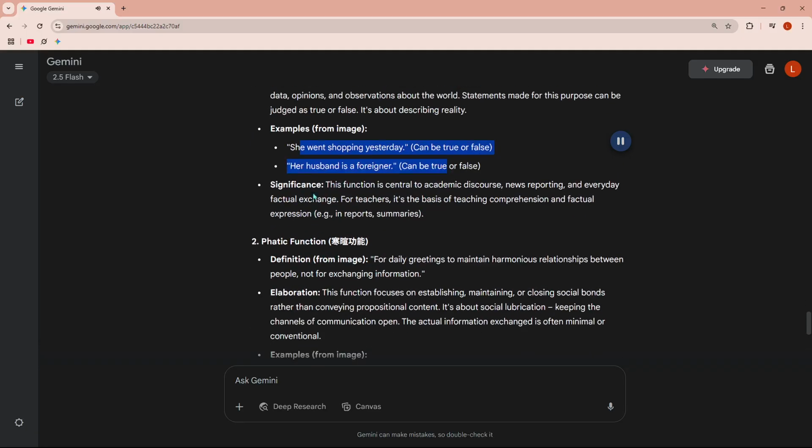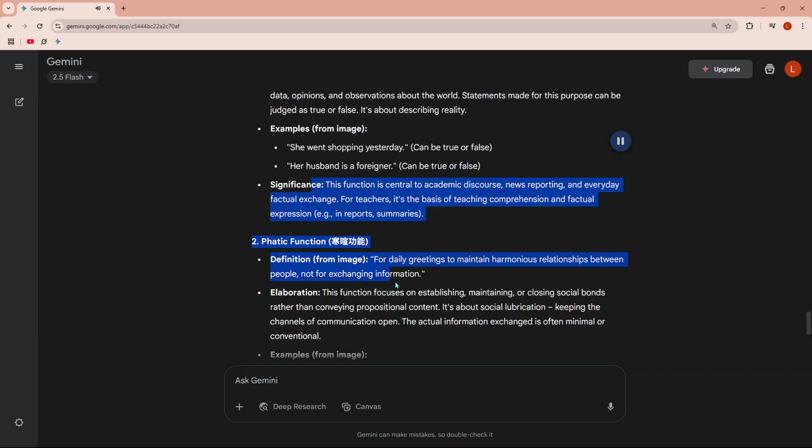Significance: this function is central to academic discourse, news reporting, and everyday factual exchange. For teachers, it's the basis of teaching comprehension and factual expression, e.g., in reports, summaries. 2. Phatic function. Han Zan Gong Nen. Definition: from image, for daily greetings to maintain harmonious relationships between people, not for exchanging information.